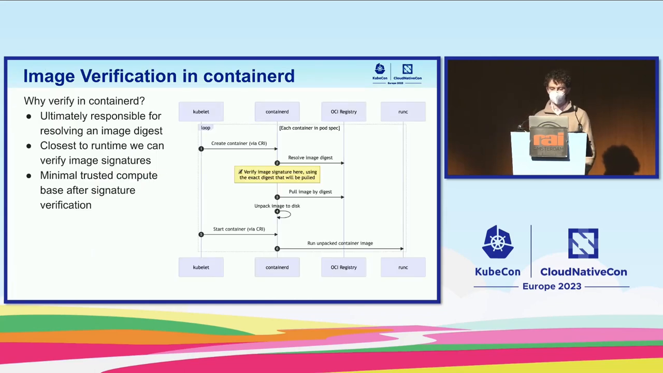So the alternate design that we chose was to verify image signatures in Containerd. So as a refresher for the architecture here, Containerd sits one level below the kubelet and receives commands from the kubelet like create container or start container over the container runtime interface, or CRI. So Containerd is the process ultimately responsible for resolving an image digest, pulling that image from the registry, and unpacking it to disk. To actually run the image, Containerd defers to a lower level runtime like runC over a shim layer. So the obvious place to integrate image verification into this flow is right after resolving the digest and right before pulling the image. This is pretty much as close as we can get to runtime as possible, so we minimize the trusted compute base after signature verification.